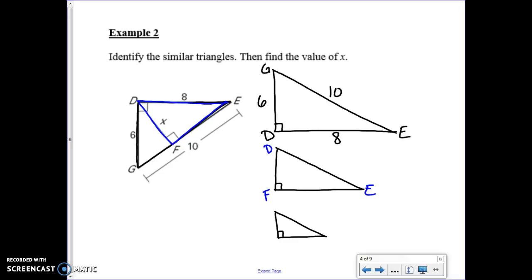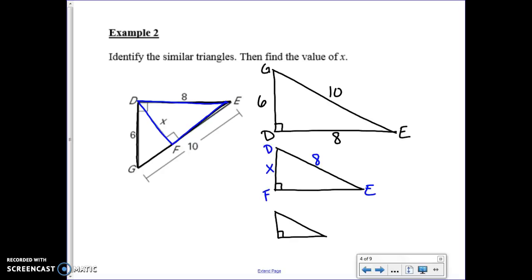And there's a bell. So DF has a length of X. DE has a length of 8. Notice it's that longer side in that triangle up above. And then we don't know FE. We know that the whole thing, GE, is 10, but we don't know what FE is. So I'm just going to leave that blank.